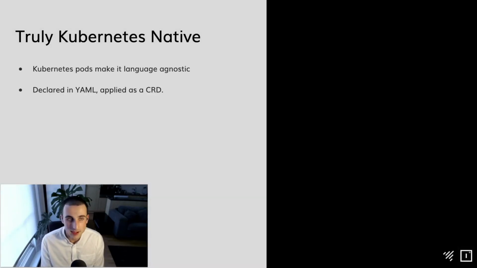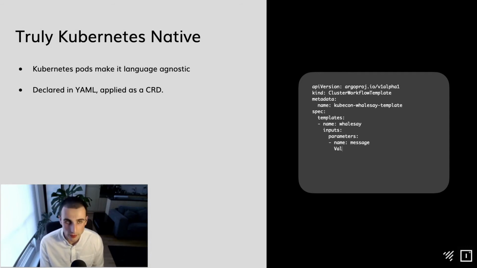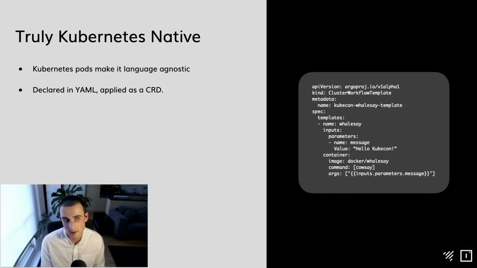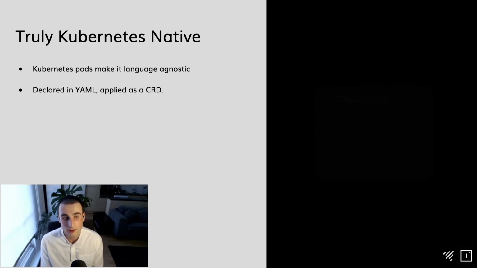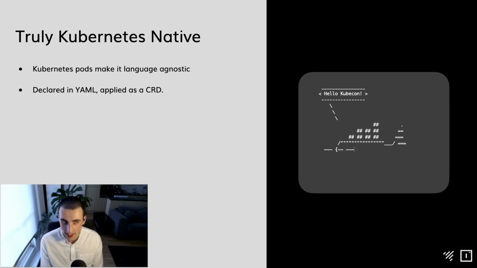How is that the case? Well, its use of Kubernetes pods makes it truly language agnostic. Again, in YAML, applied as CRDs, you're able to define workflow templates. Inside of those workflow templates are manifests which explain the steps that you want to take place. All of those steps are applied and executed in dedicated Kubernetes pods. We don't have to stick to any specific language. We don't have to pick a Docker image that will be used throughout the workflow. We can slide from one to the other.